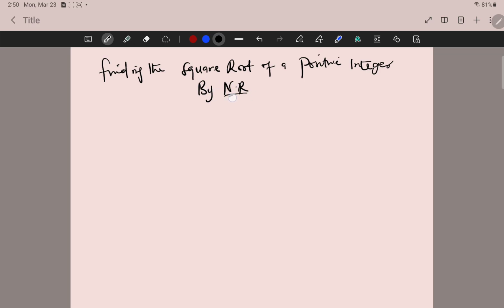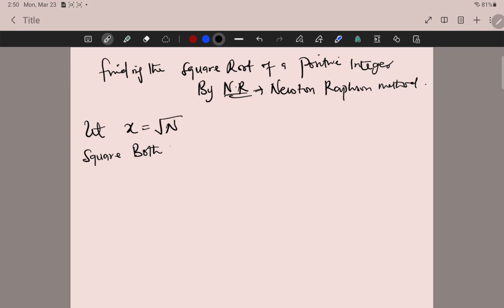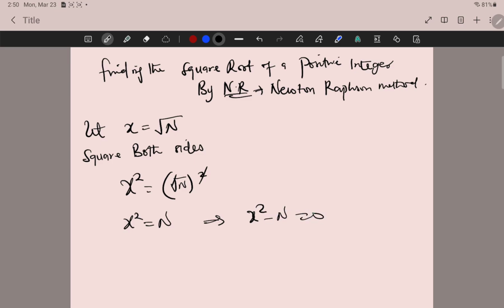Newton-Raphson's method is called the NR method. Finding the square root of a positive integer using the NR method. So you say let x be equal to the square root of n. Let's square both sides. That's x squared is equal to the square root of n all squared. The square and square root cancel, so you have x squared is equal to n. If you turn it to an equation, you have x squared minus n is equal to 0.